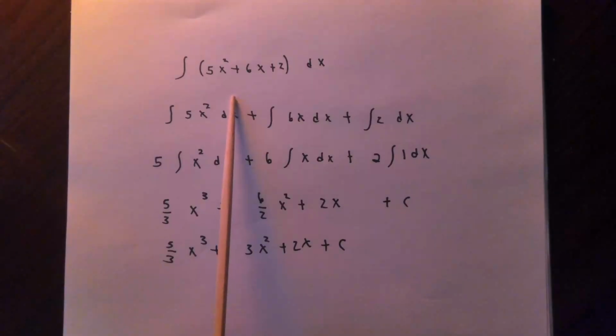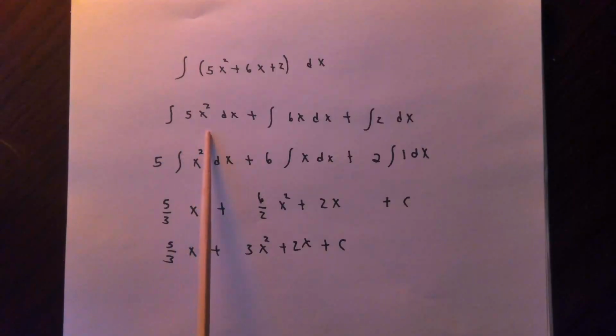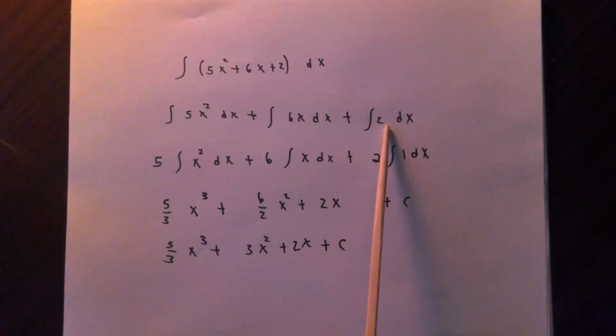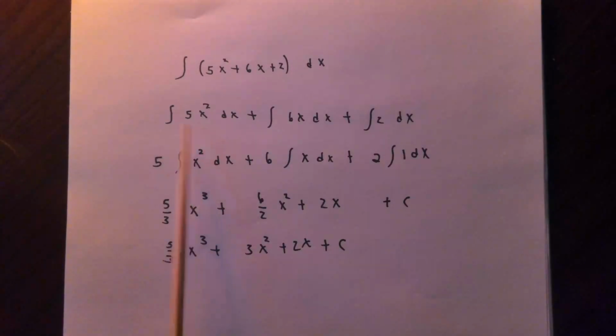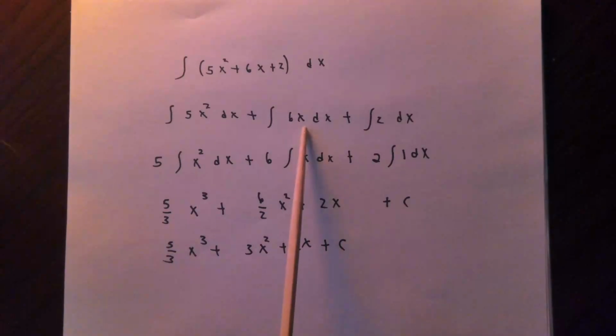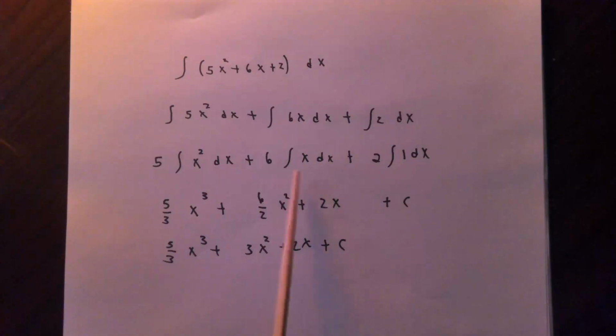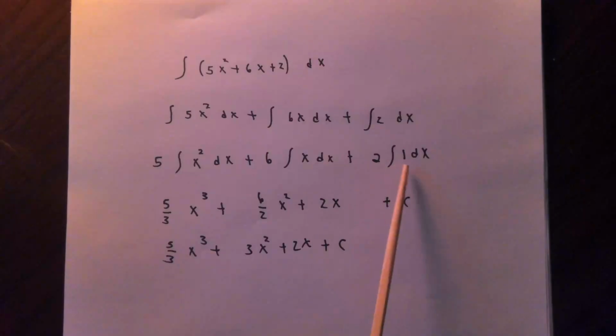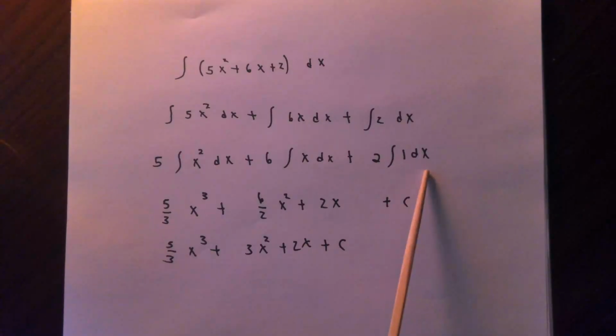Because of the sum and difference formula, I can write this integral as this integral plus that integral plus that integral. Because of the constant times function rule, I can write this integral as 5 times the integral of x squared with respect to x, this one as 6 times the integral of x to the 1 power with respect to x, plus 2 times the integral of 1 dx.